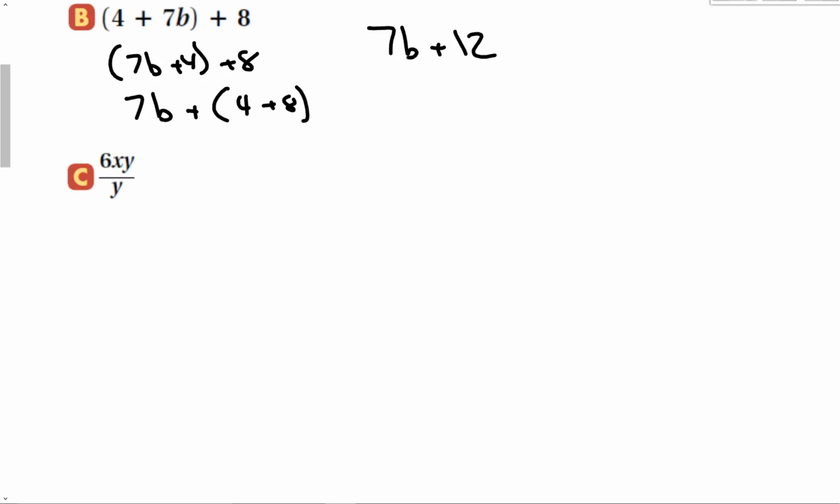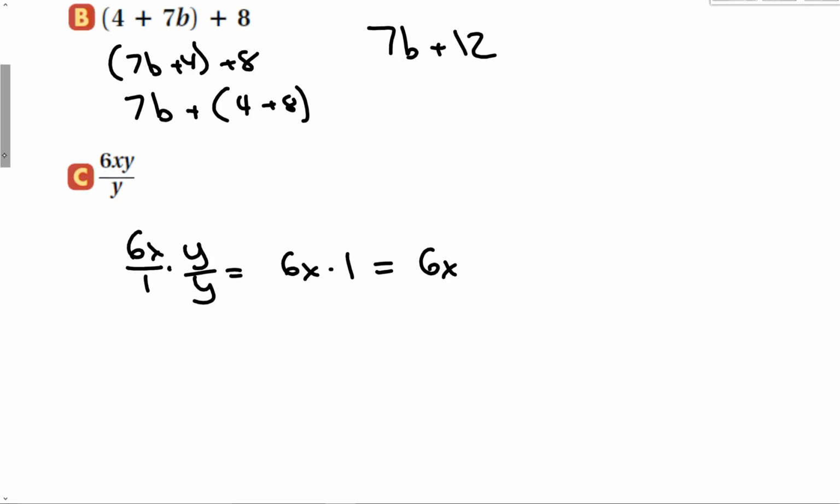With part C, we can rewrite the fraction as 6x over 1 times y over y. We're just going to split that out and then simplify that: 6x times y over y is going to be 1. And then we can use the identity property of multiplication to give me 6x.